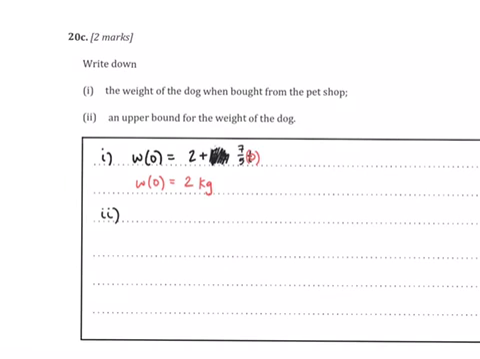Let's find the upper bound for the weight of the dog. There are a lot of assumptions there, but based on this function, we would take the limit as the dog's age in weeks approaches infinity, using 16 minus 35 over t. As t approaches infinity, the second term will go to 0. Therefore, the dog's weight as it approaches its adult years would have a max upper bound of 16 kilograms.